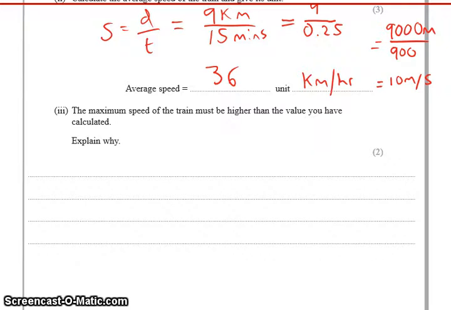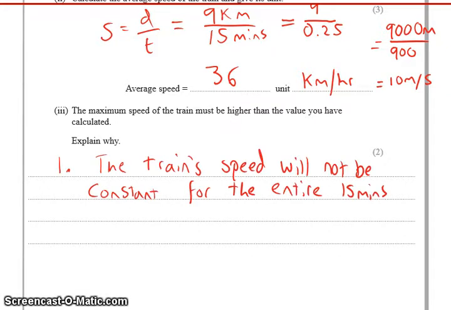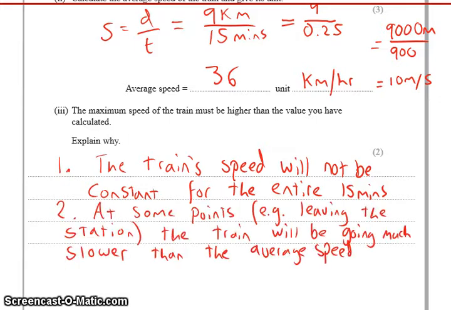Now the maximum speed of the train must be higher than this value we've calculated. The reasons for that are, well, firstly, the train speed is not going to be constant for the entire 15 minutes. There's going to be some fluctuations in the speed. So at some points, for example, when the train is leaving the station, the train's going to be going much slower than the average speed. In fact, it may even be stationary to begin with. And because it's going lower than the average speed at some points, it must also be going faster than the average speed at other points. So it's going to have a maximum speed which is higher.